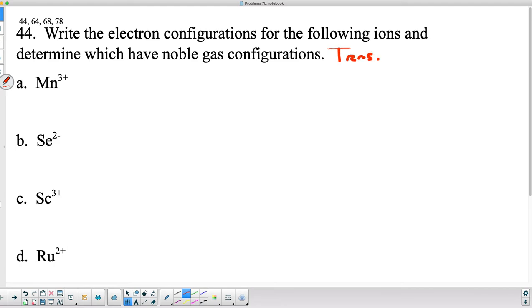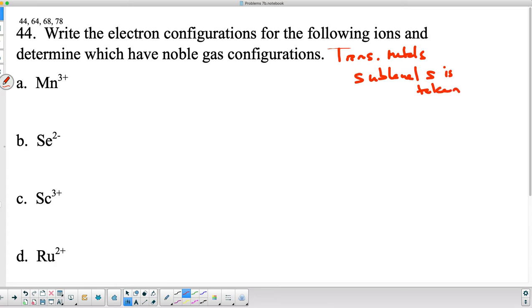In the transition metals, the S sublevel is taken first. Okay, now what does that mean exactly?